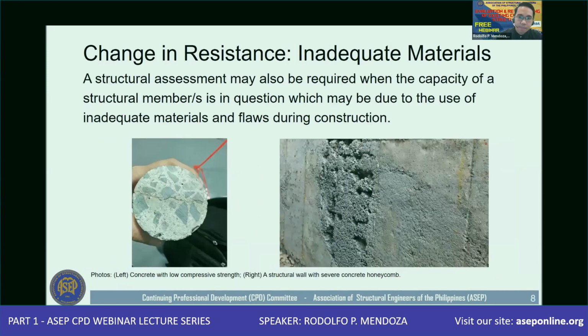Now, another triggering mechanism why we would conduct a structural evaluation is where there is a change in resistance because of the inadequate use of materials, maybe unintentionally during construction. Now, this structural assessment may be required when the capacity of the structural member is in question because of possible low compressive strength and similar flaws during construction.